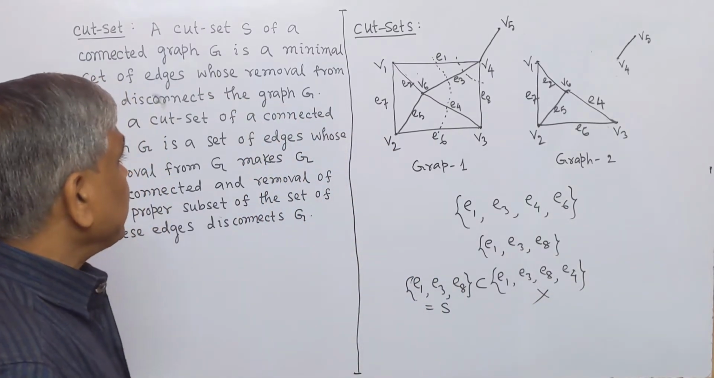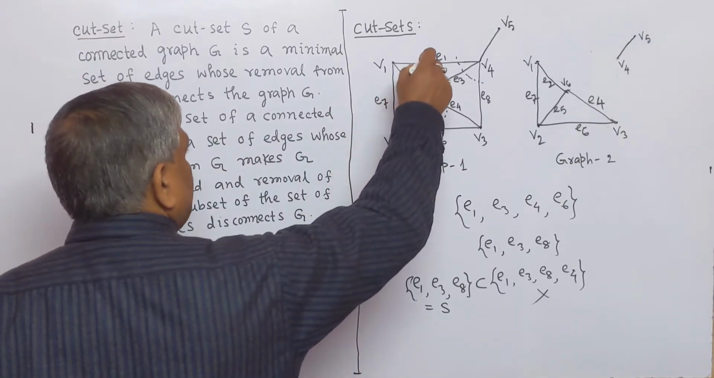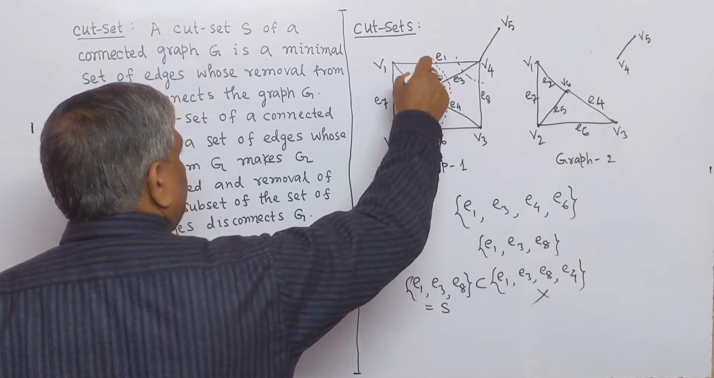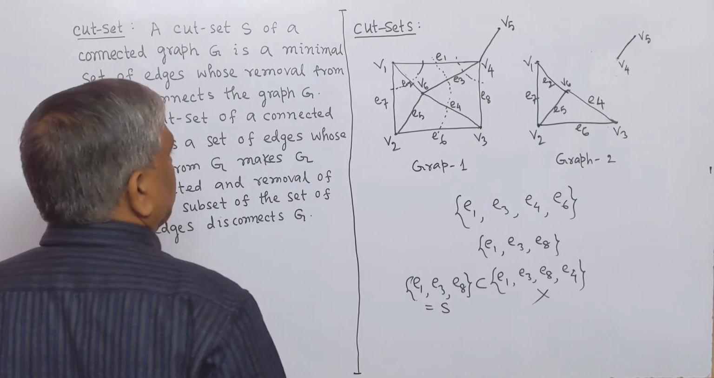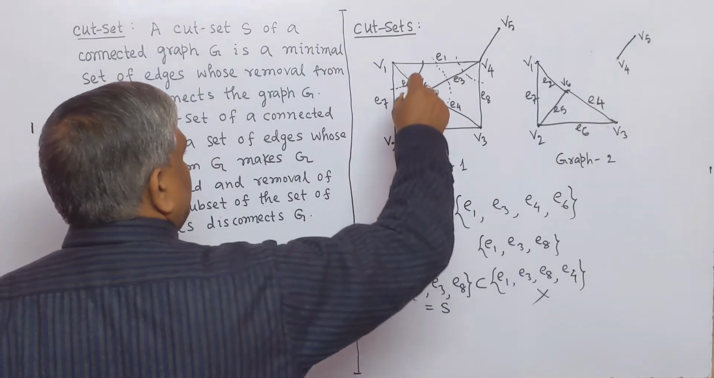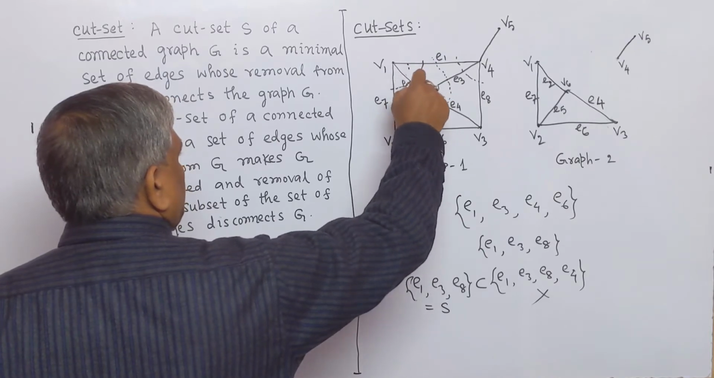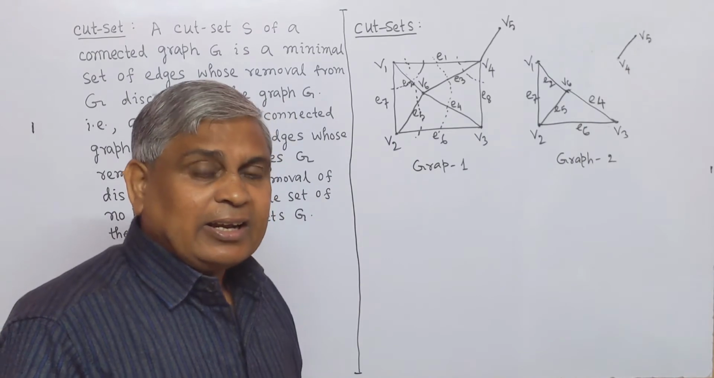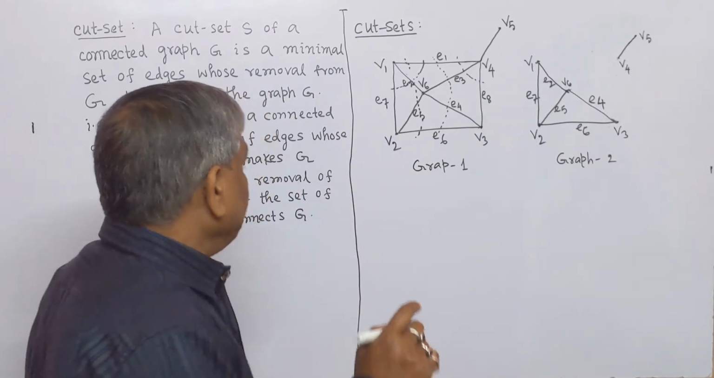We may also get some other cut sets, such as the set containing edges E1, E2, E7. Also we may get here E1, E2, E5, E6.